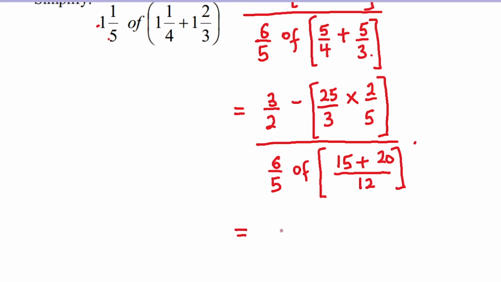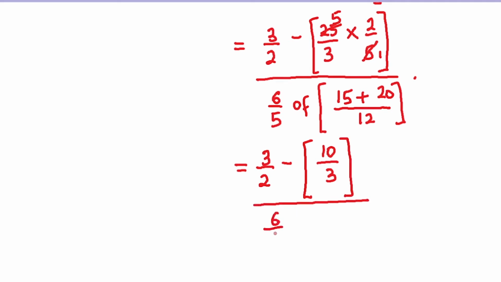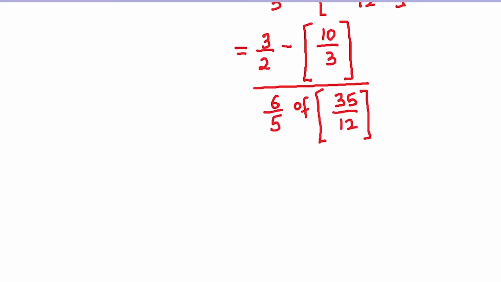So of course this is going to give us, proceeding, 3 over 2 minus, now here, by 5 once, by 5, 5 times 2 is 10. So it's going to become 10, divide that by 3. All this is divided by 6 over 5 of, in brackets here, 15 plus 20 is 35. Divide that by 12, like that. So from there, we're able to see that this is going to be 3 over 2 minus 10 over 3.